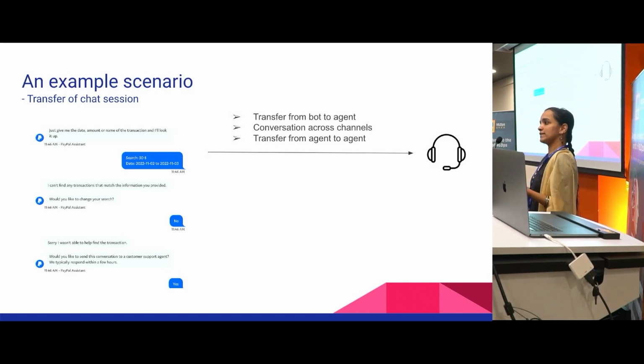And this is not the only case; there are other cases as well. For example, an agent is interacting with the customer and has asked a question, but the customer took more than 24 hours to get back with an answer. So in that case, a new agent will be aligned. So in this case, this is a transfer of session from agent to agent.